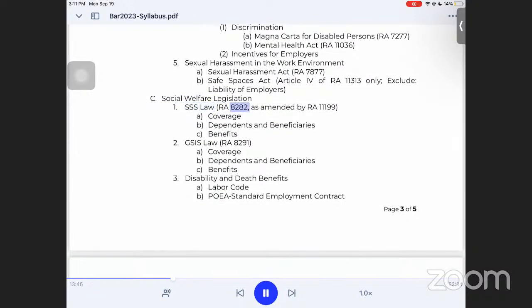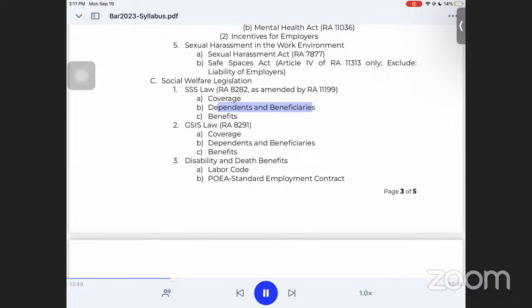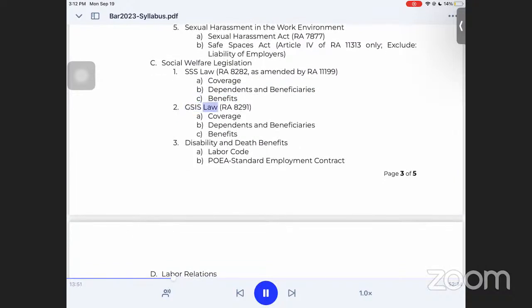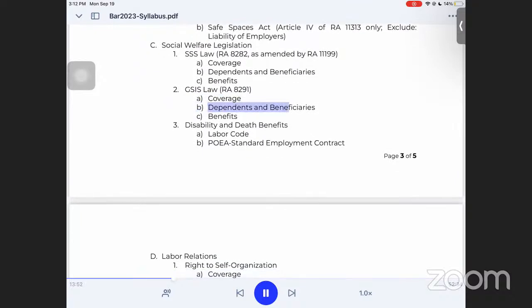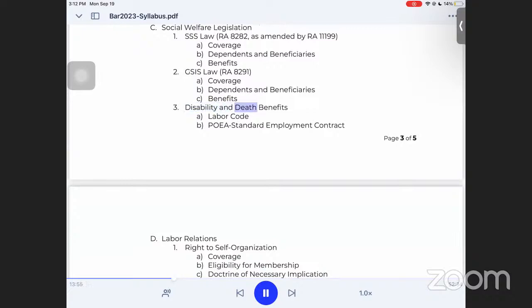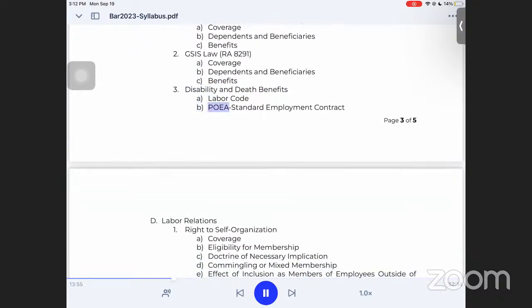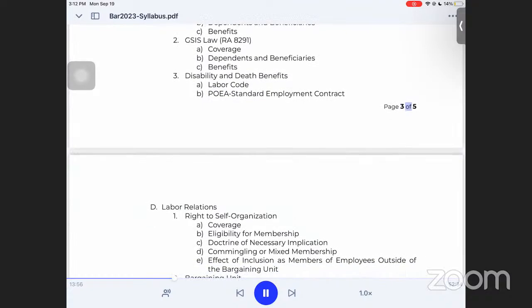Social Welfare Legislation. 1. SSS Law, RA 8282, as amended by RA 11199. A. Coverage. B. Dependents and beneficiaries. C. Benefits. 2. GSIS Law, RA 8291. A. Coverage. B. Dependents and beneficiaries. C. Benefits. 3. Disability and death benefits. A. Labor Code. B. POEA Standard Employment Contract. Page 3 of 5.